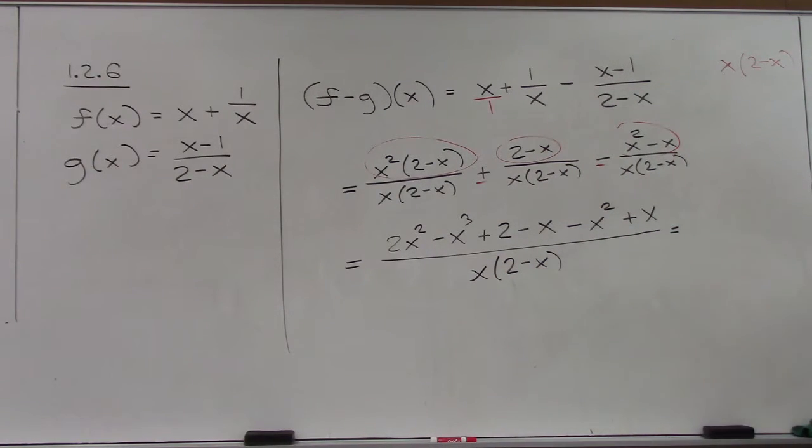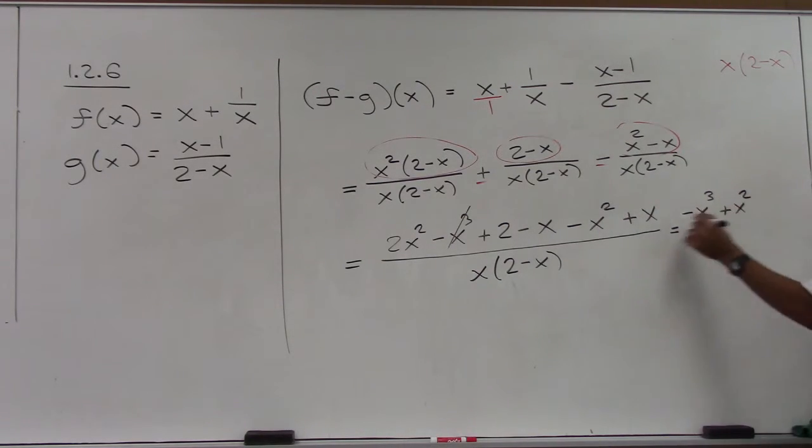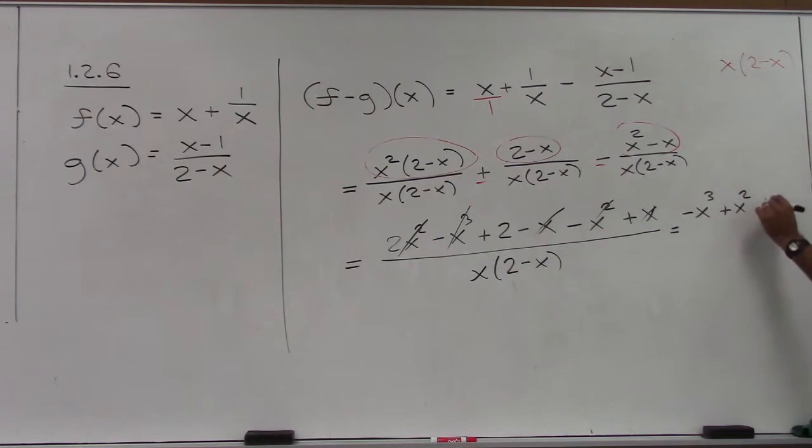And collect like terms. Negative x cubed, that takes care of this. X squareds, I only have one of them, because 2x squared, take away x squared. X's, how about x's? It takes away. Yeah, they're gone, right? And then all you're left with is plus 2 over your common denominator.